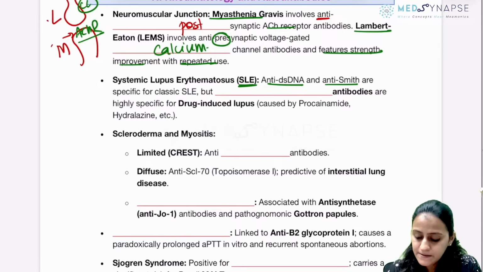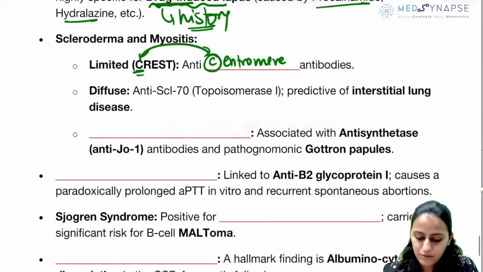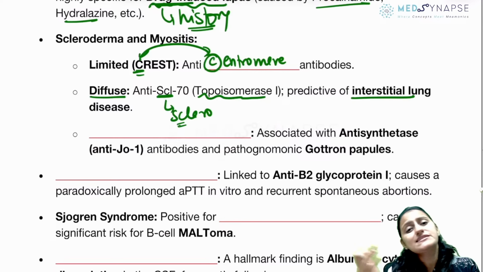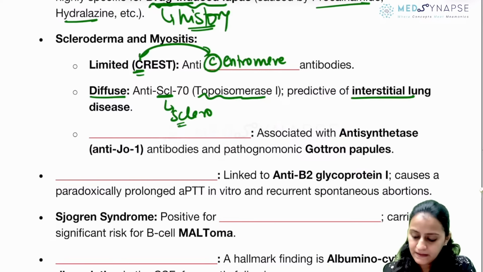Next one. In limited scleroderma, which is CREST syndrome, remember C for C, what antibody do you have? Anti-centromere antibody. Okay, this is anti-centromere antibody. Versus in the diffuse type, scleroderma, it has anti-Scl-70, also called topoisomerase 1, and it is predictive of interstitial lung disease. Interstitial lung disease is common in the diffuse type.